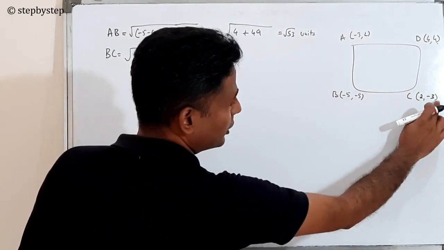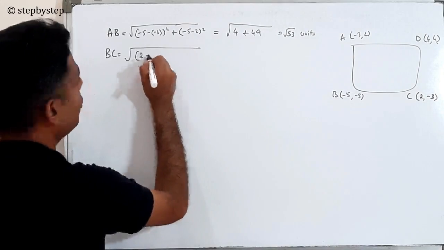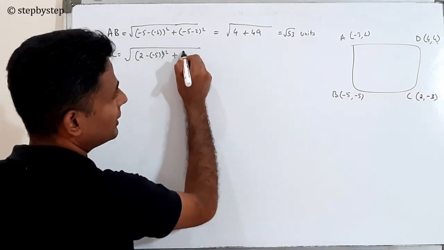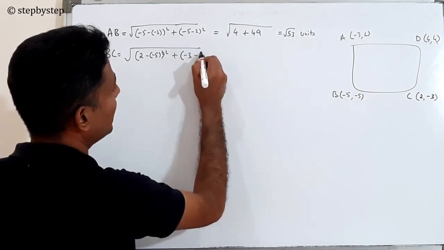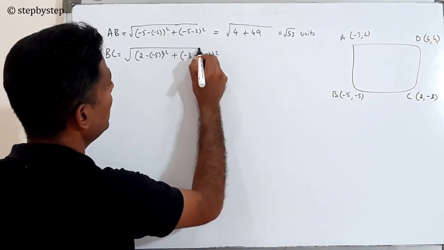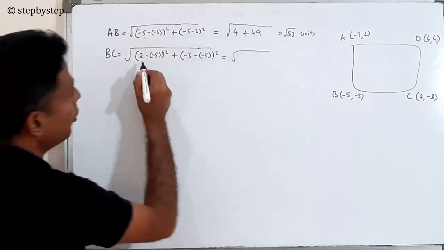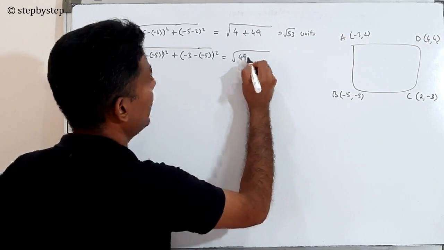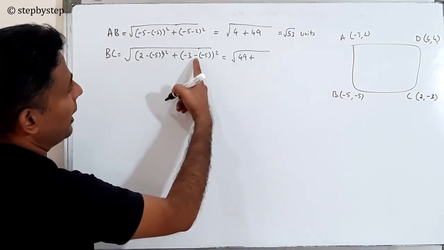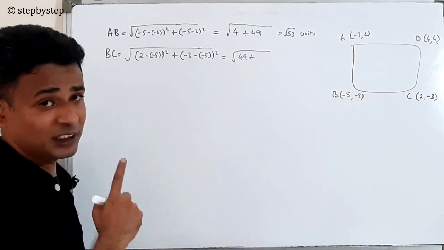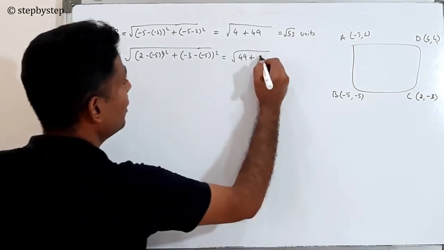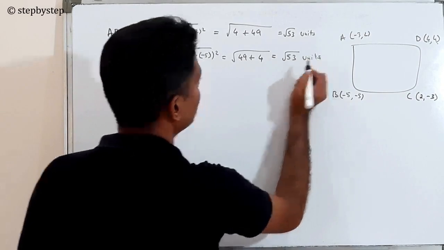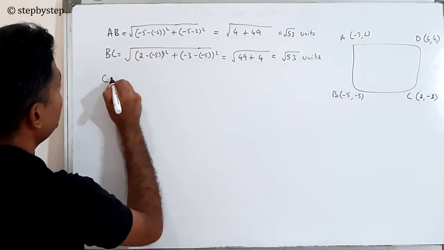I'll take this as x2, y2. So what do I get? 2 minus of minus 5 whole square plus minus 3 minus of minus 5 whole square. So now 2 minus of minus 5, 2 plus 5, 7 square, that is 49, plus minus 3 minus of minus 5, minus 3 plus 5, that is 2, 2 square, 4. So I get root 53 units. Next, CD.